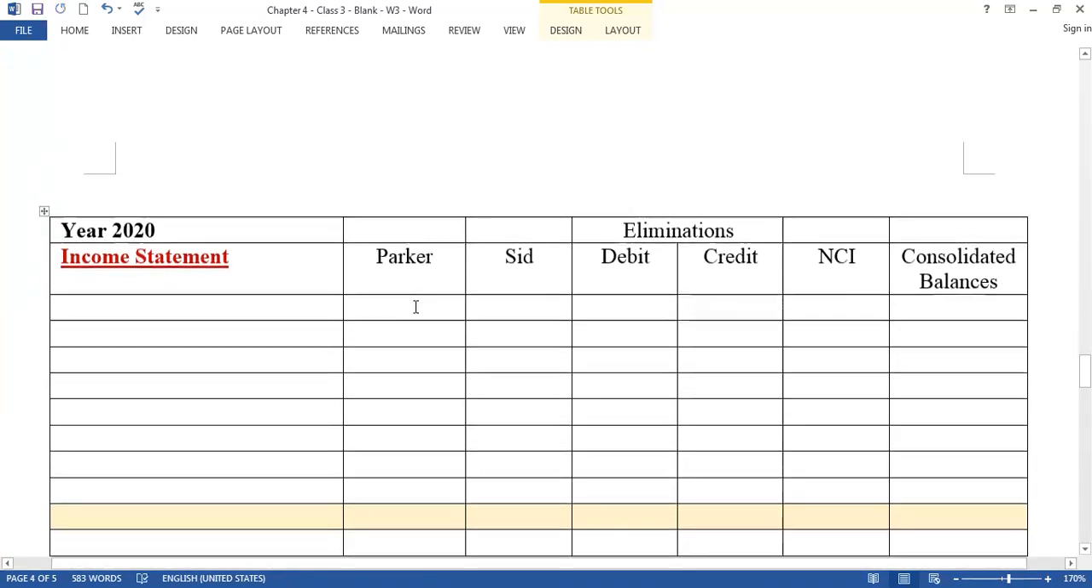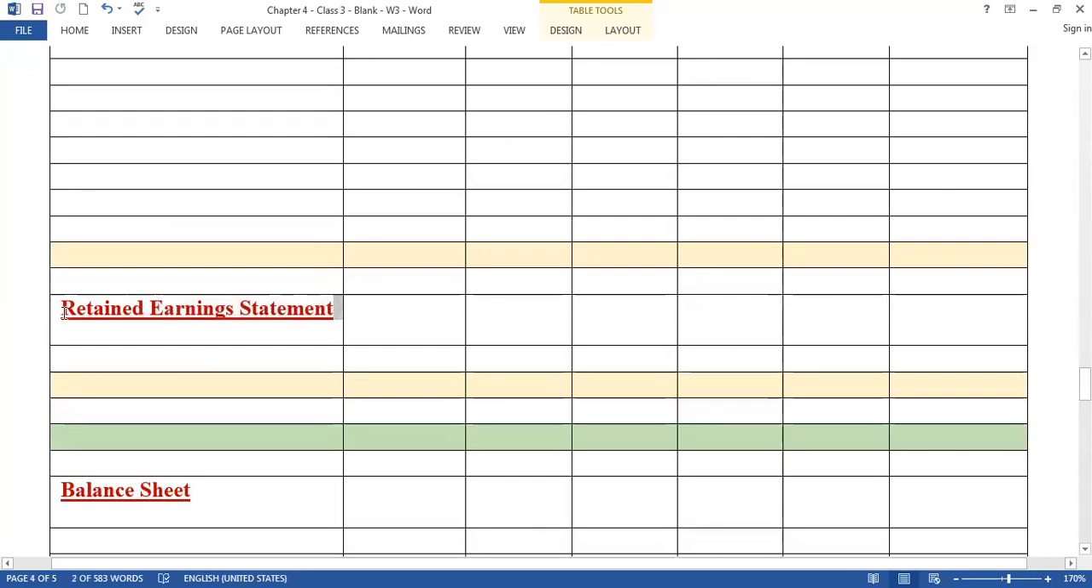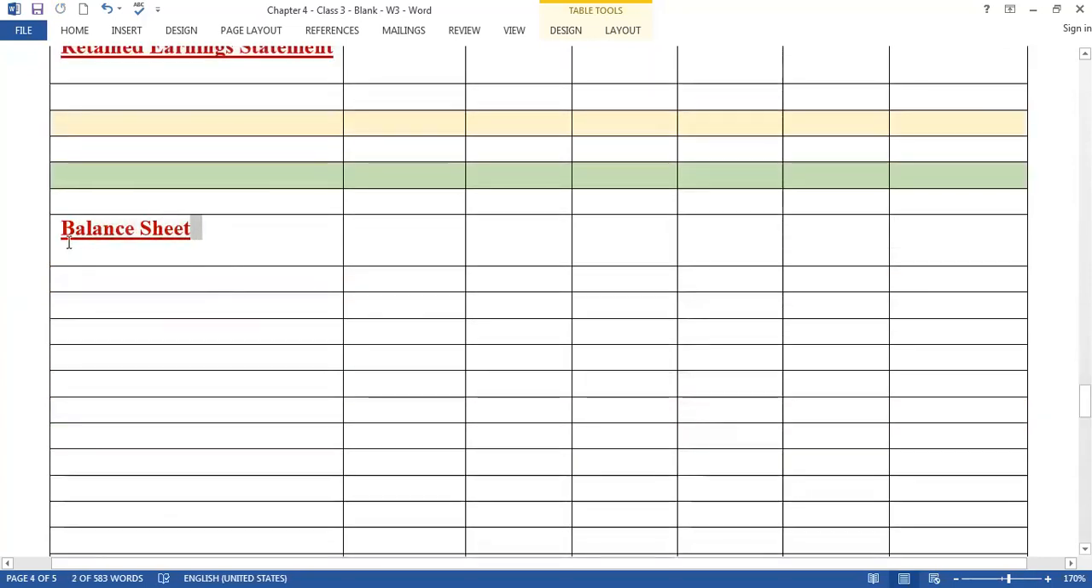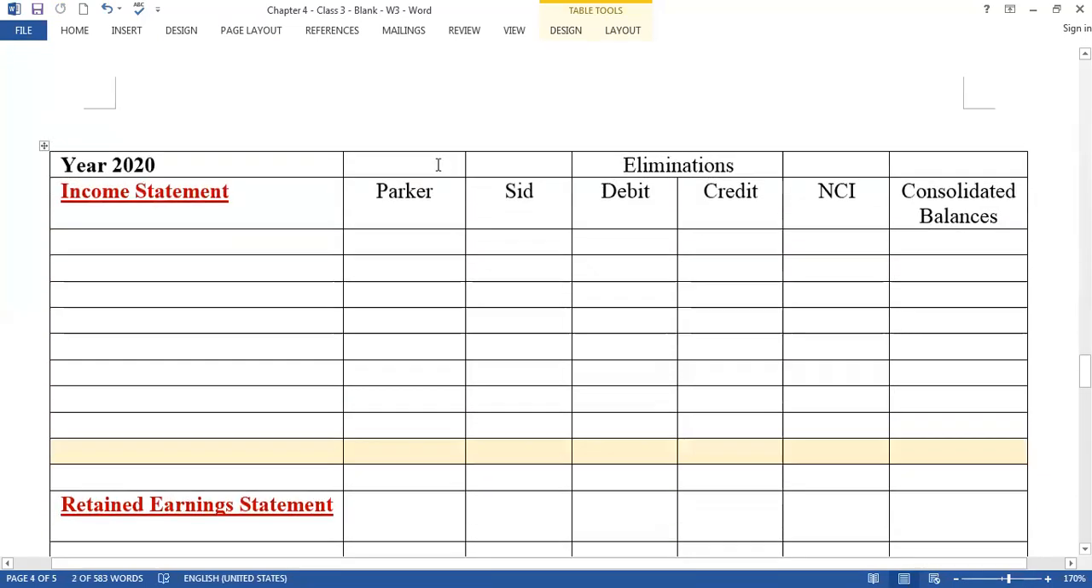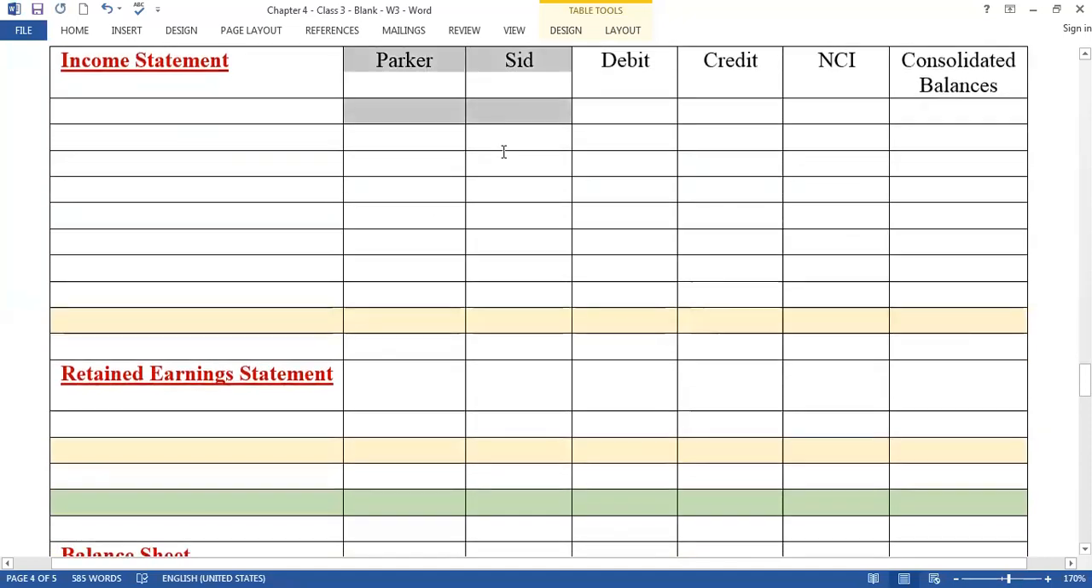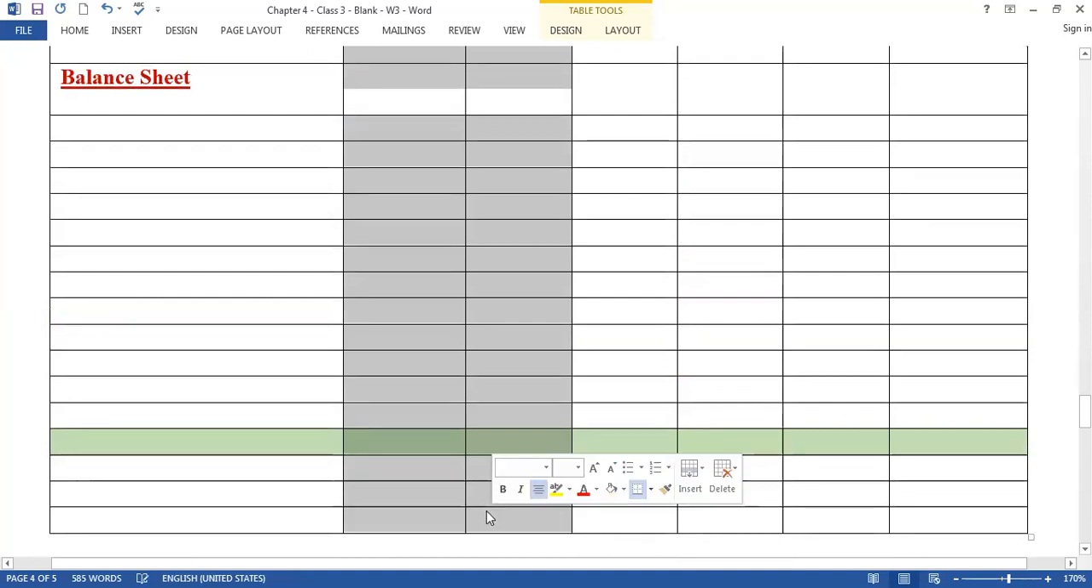So we are going to prepare the consolidated financial statements. Consolidated financial statements means the income statement, the retained earnings statement, and the balance sheet. So first we will go step by step. First we are going to solve these two parts because they are related to the trial balance. We cannot change this column, because this information will come from our trial balance, and we have to calculate the balance.